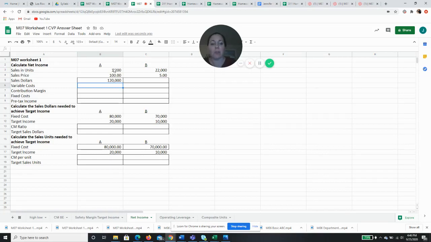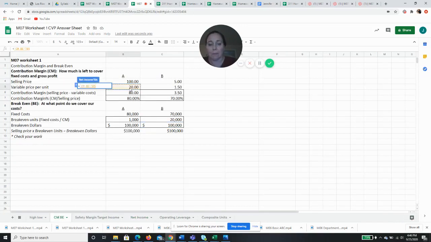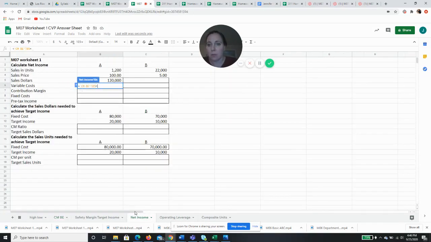Now I need to calculate my variable costs. Well, I know from a previous sheet that my variable cost per unit is 20 times the 1,200 units that we sold is going to be 24,000. My contribution margin is going to be my sales minus variable costs, 96,000. My fixed cost, it tells me right down here, is 80,000. And my net income is going to be my contribution margin minus fixed costs. So I have pre-tax income of $16,000, or we can just call it net income.